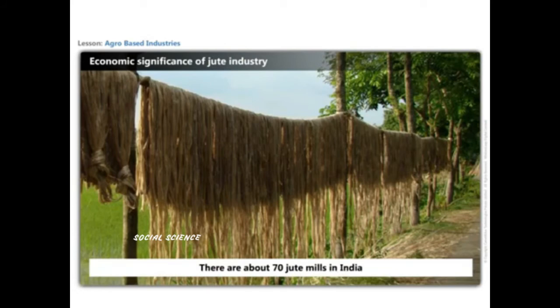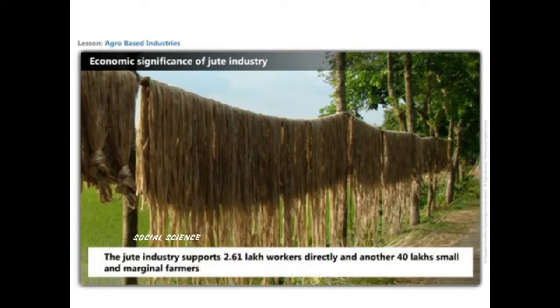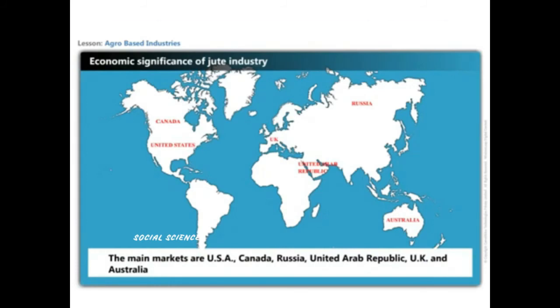There are about 70 jute mills in India. The jute industry supports 2.61 lakh workers directly and another 40 lakh small and marginal farmers. The main markets are USA, Canada, Russia, United Arab Republic, UK and Australia.